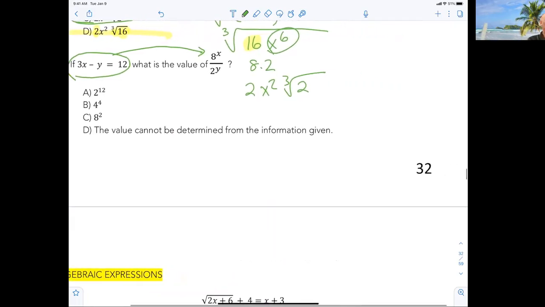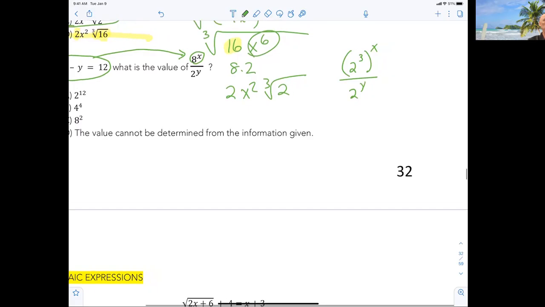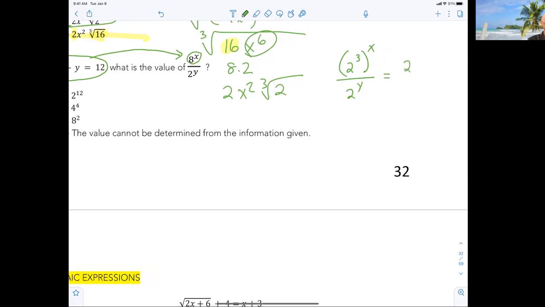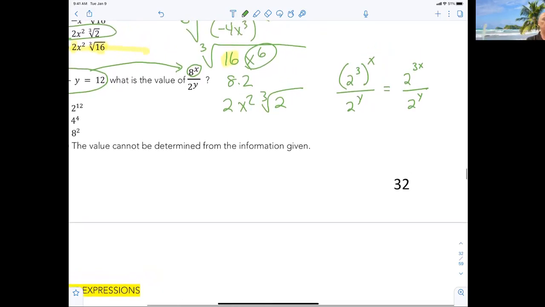Does everybody agree that 8 is the same as 2 cubed raised to the x power divided by 2 to the y power? Does everybody agree with that? And we already said power to power, we multiply, right? So now this is 2 to the 3x over 2 to the y. Does everybody agree with that? Now, when you divide, what do you do to exponents? Subtract, right? Is everybody agreeing with me? So now you should be able to tell me that that's the same as 2 to the 3x minus y. Does everybody agree with that?